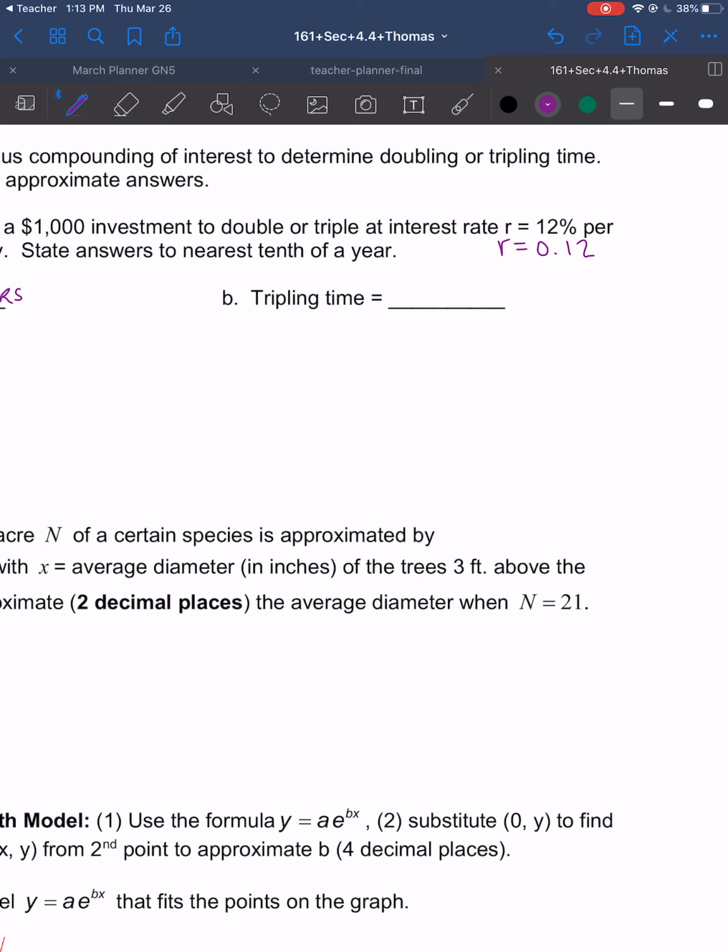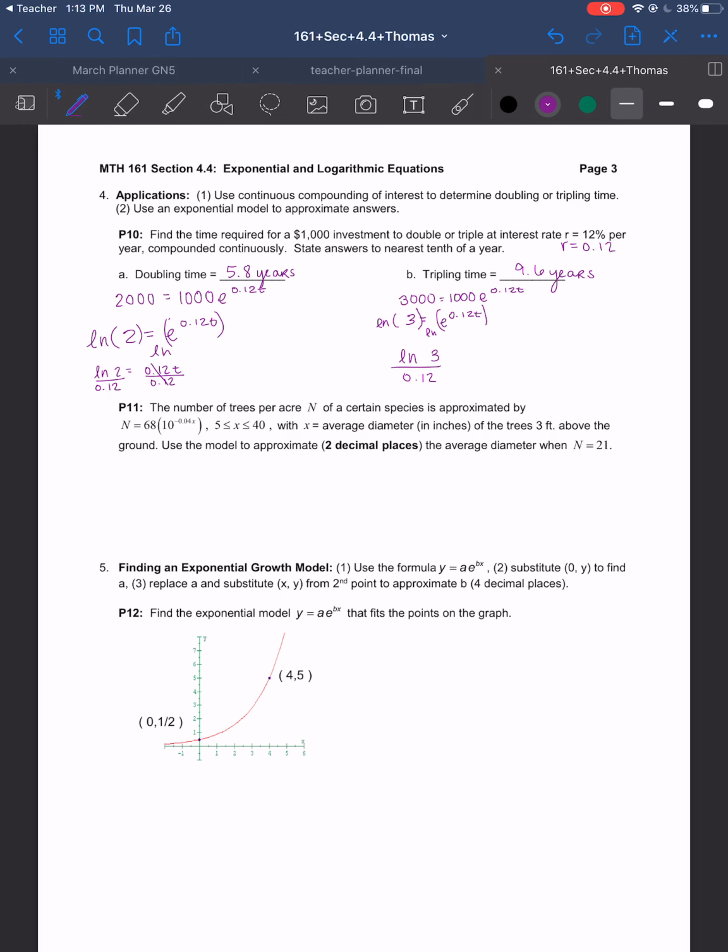And then tripling time. So tripling time would be $3,000 equals 1,000 e to the 0.12t, because the rate's still the same. So 3 equals e to the 0.12t. The steps are the same here. And then you take the natural log. It's just the numbers are different. So natural log of 3 over 0.12 is 9.6 years. Alright, those are how you do doubling and tripling.